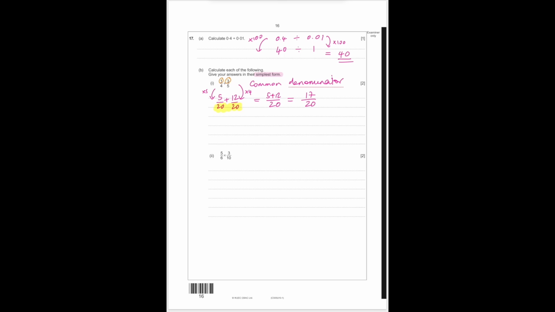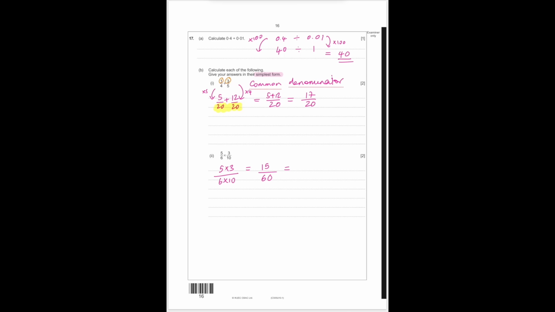So that's our answer. Part 2, we're doing 5/6 multiplied by 3/10. When we're multiplying fractions, we multiply the numerators together and the denominators together. So that's 5 times 3 is 15, 6 times 10 is 60. This one can be simplified further.